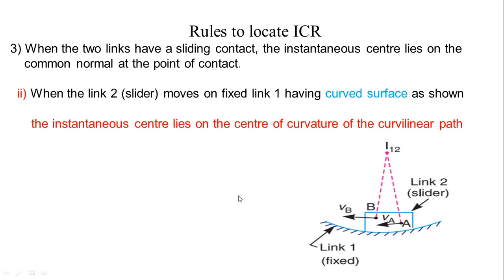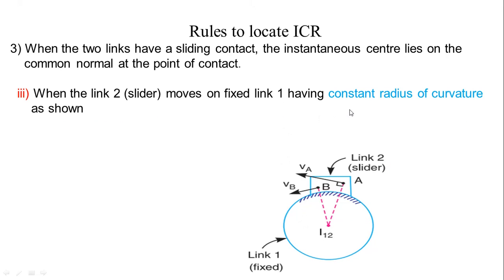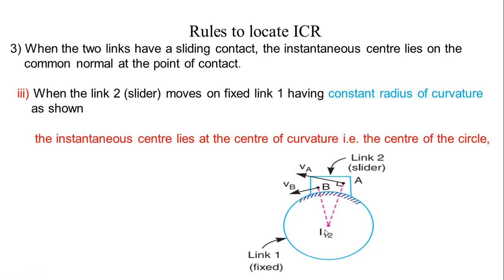The third category is this: instead of a curved link number 1 of arbitrary shape, it has a constant radius of curvature. In that condition, the ICR lies at the center of curvature. In the previous case it is also the center of curvature, but it is outside; it depends on the radius of curvature. In this case it has a constant radius of curvature, so it will be the center of the circle.